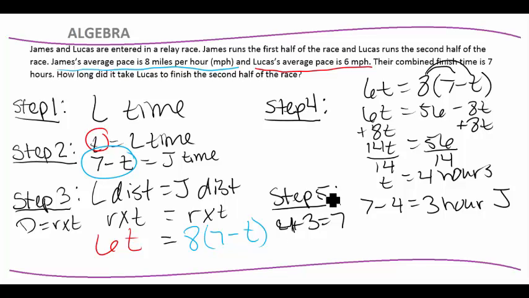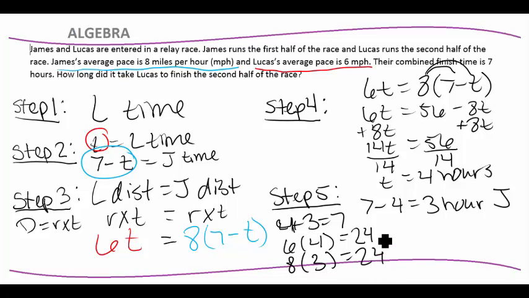And now let's make sure their distances are the same. We're going to take Lucas's rate, which is 6, and multiply by his time, which is 4, and that's going to give us 24. And then we're going to take James's rate, which is 8, and multiply it by his time, which is 3, and that's also going to give us 24.